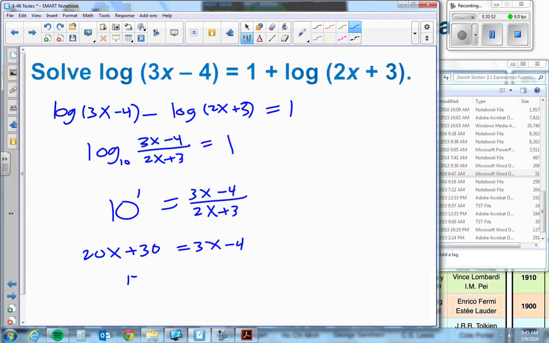Subtract 3x from both sides, you get 17x. Subtract the 30 from both sides, you get negative 34. X is negative 2, which once again doesn't work, so there's still no solution. So there's your two options. Whichever you prefer, okay?